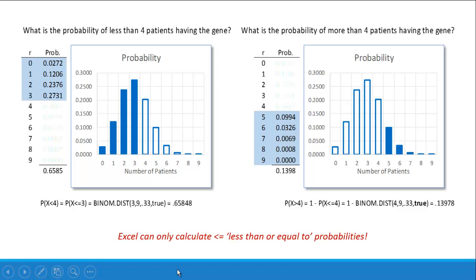That's binomial distributions. I hope you find the solution to binomial problems straightforward using Excel.